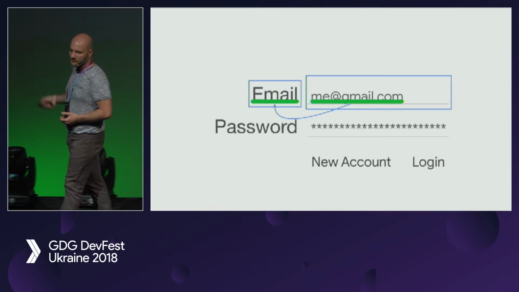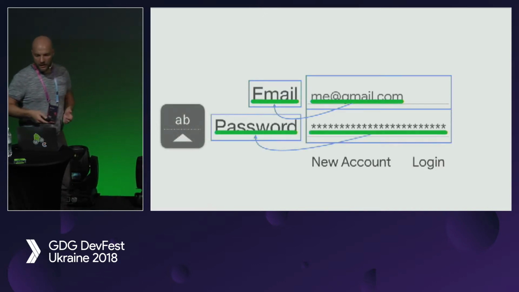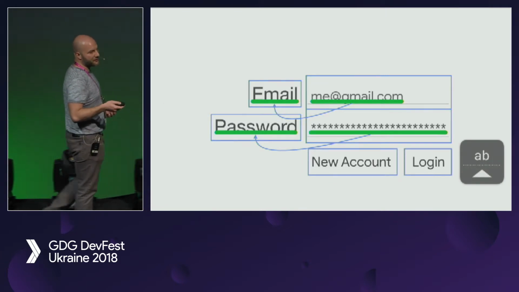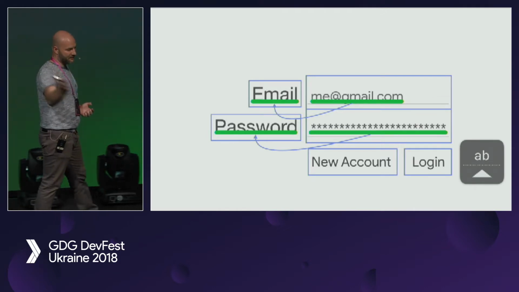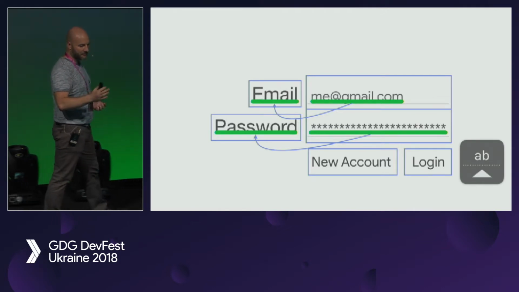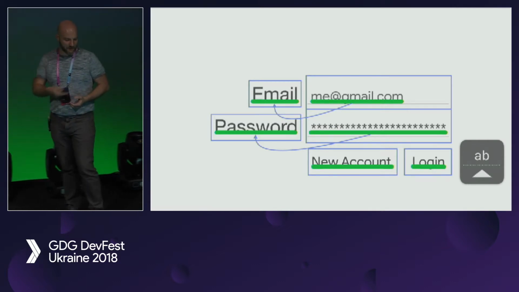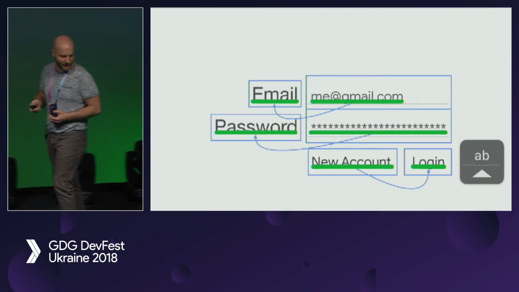We'll go ahead and do the same thing for the password field. Then we'll do the new account and login. This is a little bit interesting. The other ones, we've constrained the baseline from the right to the left. But here, we're going to constrain the right side of the login to the right side of the password. So we'll actually want to do that the other way, right? Because we want new account to follow the baseline of login.